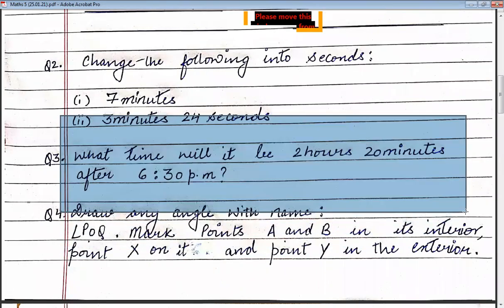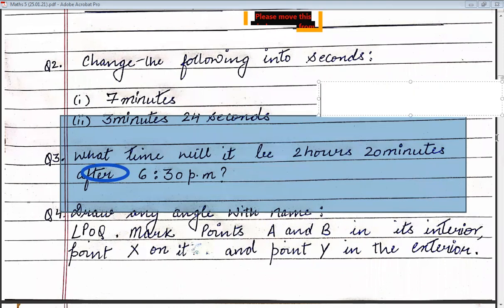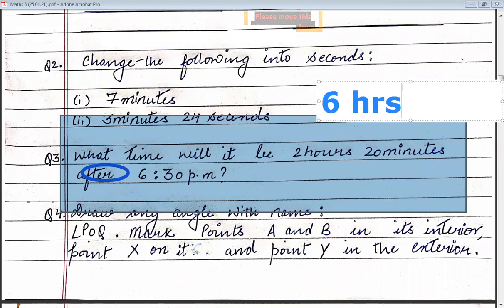What time will it be? 2 hours 20 minutes after 6:30 p.m. Now children, you have to tell that what is the time after 6:30 p.m. and you have to tell what will be the time 2 hours 20 minutes. So children, what you have to do here? So it is written after. So it means you have to add. Okay. So what you will do here, you will add 6 hours and 30 minutes.